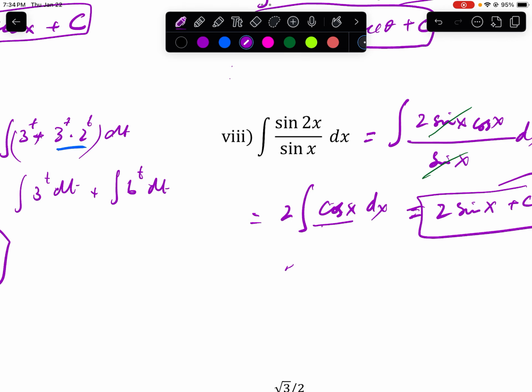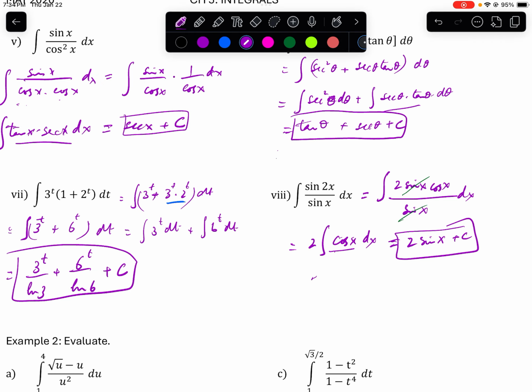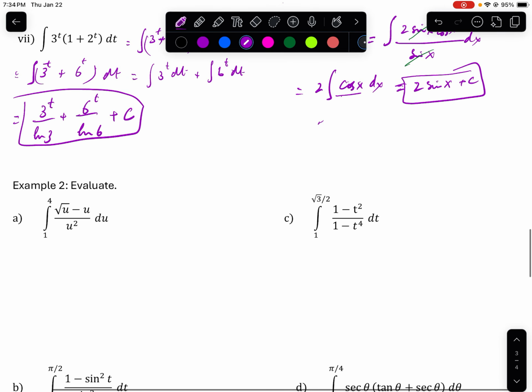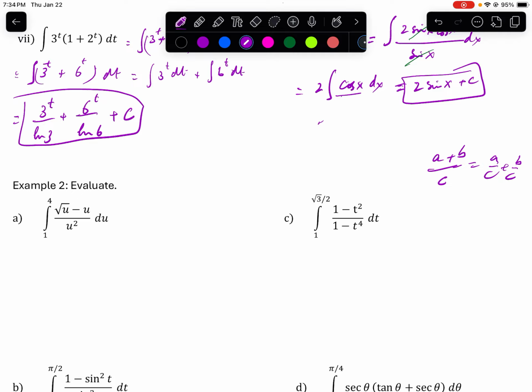So this is how we do the indefinite integral. Okay, now we are going to do definite. Now again here, how will we solve this one? Well, if you recall, again by algebra, if you have (a plus b) over c, you can write it as a over c plus b over c. So this is what you should do here.